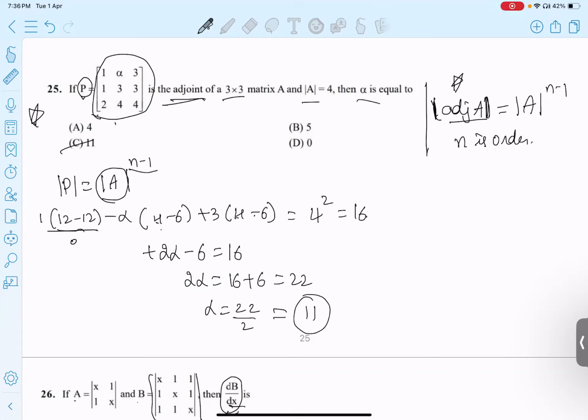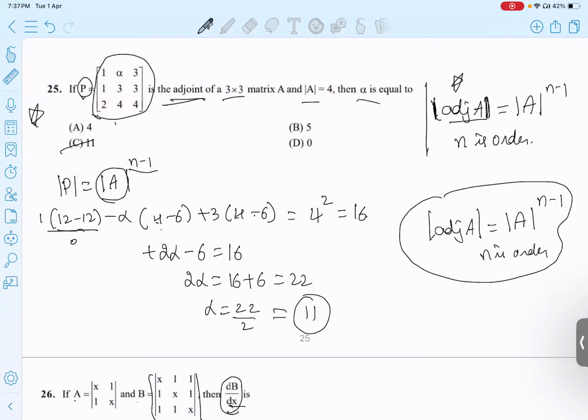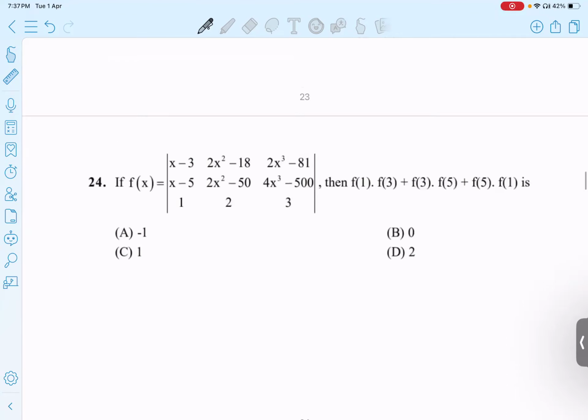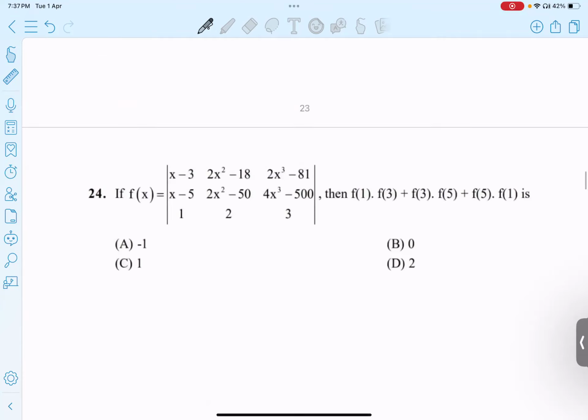So remember, students, I'll tell you once again, determinant of adjoint A is the same as determinant of the matrix A to the power of n minus 1, where n is the order of the matrix. Okay. Moving on to the next question.